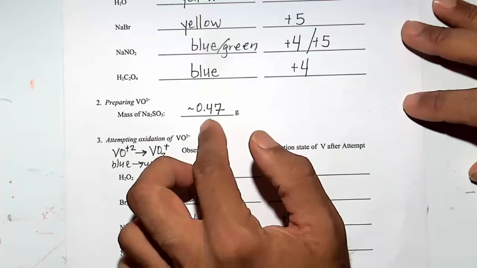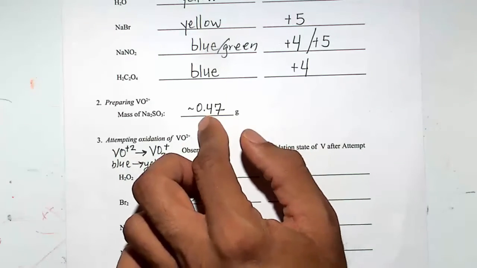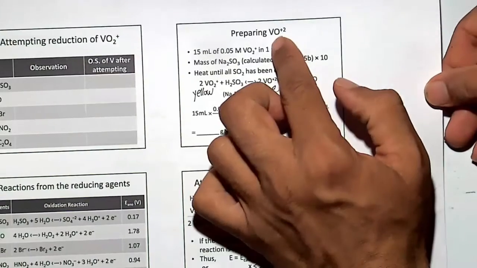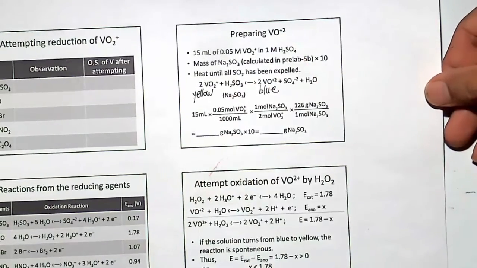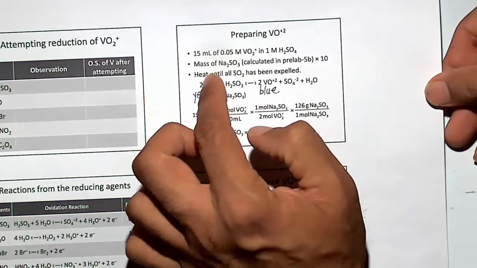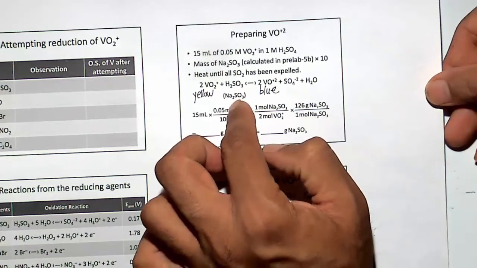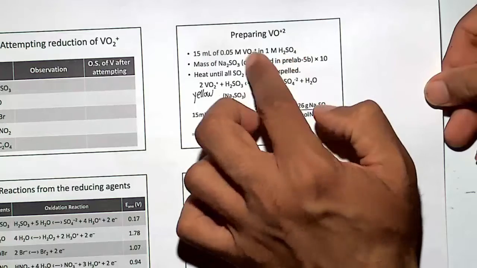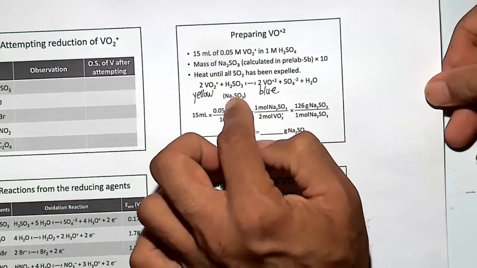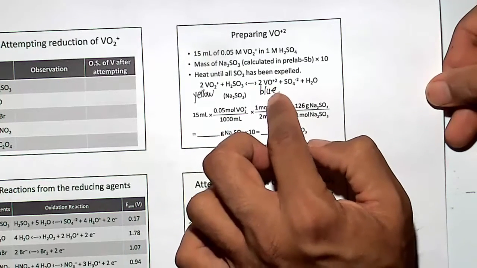Preparation of the VO2+, the equation is actually given to us. All we need to do is calculate the stoichiometry of that reaction, which is shown right here. When you prepare the VO2+, we're going to take 15 mLs of that. This is already in the acid, and according to this equation, we will add some sodium sulfite. The acid is going to react with the sodium sulfite, and that's going to give you sulfate, and the blue VO2+.